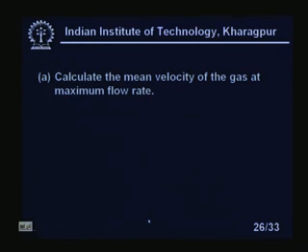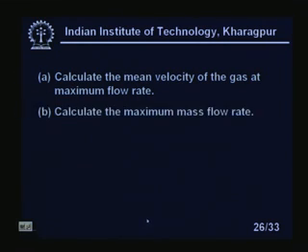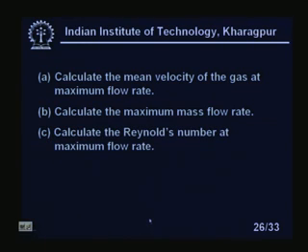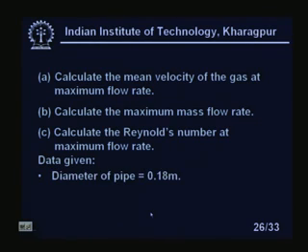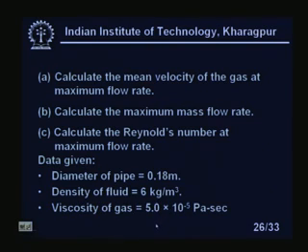We have to calculate, A, the mean velocity of the gas at maximum flow rate, then the maximum mass flow rate, and the Reynolds number at the maximum flow rate. The data given are the diameter of the pipe, which is 0.18 meter, the density of the fluid, 6 kg per meter cube, and the viscosity of the gas, 5.0 into 10 to the minus 5 pascal second. This is given. So, let us go one by one.